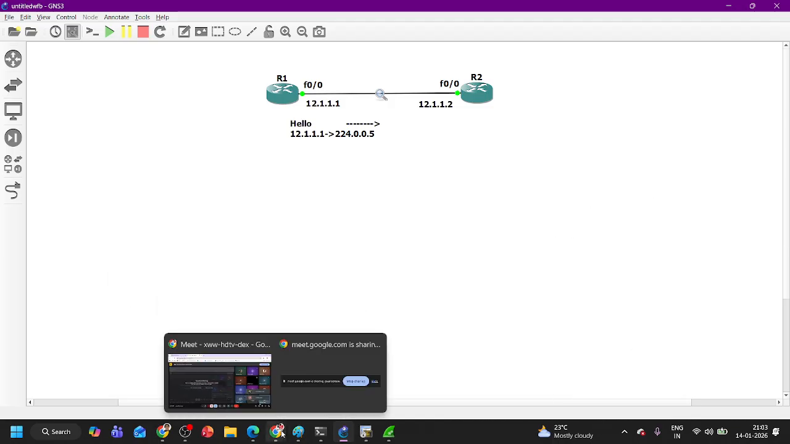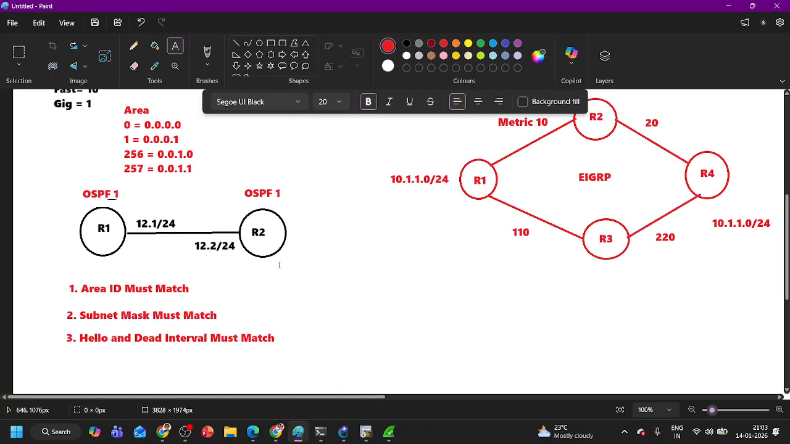These are the hello parameters of OSPF. Ask if anyone has any question. Hello, can you hear me? Yes. No question. Let's start.